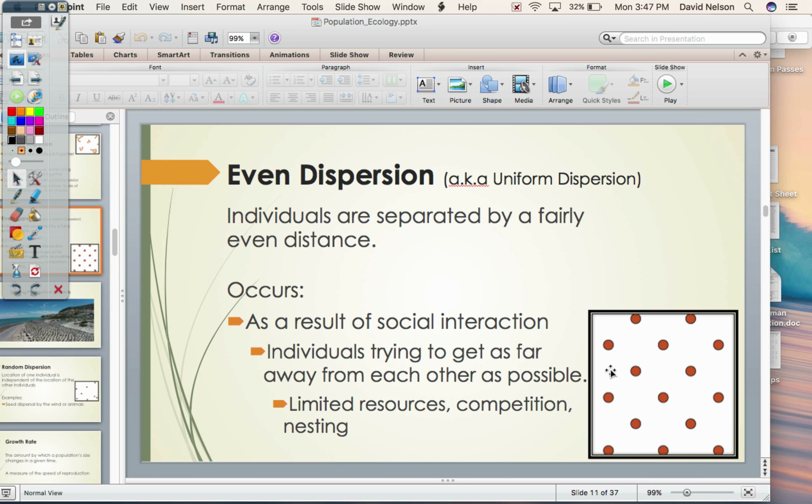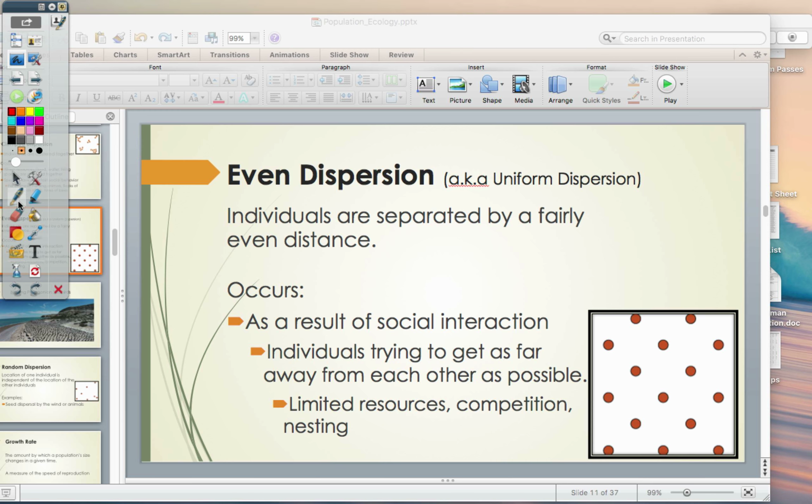If we look at this individual, he has found this area in which he has resources that he wants and needs, and he's going to defend and compete for these resources and make sure they stay his. And so that's going to push this one away. Then he's going to find this area that's going to be his that he's going to protect.